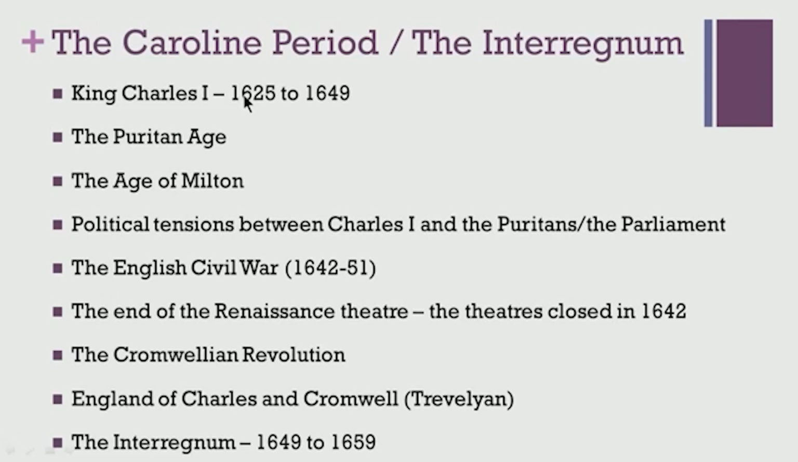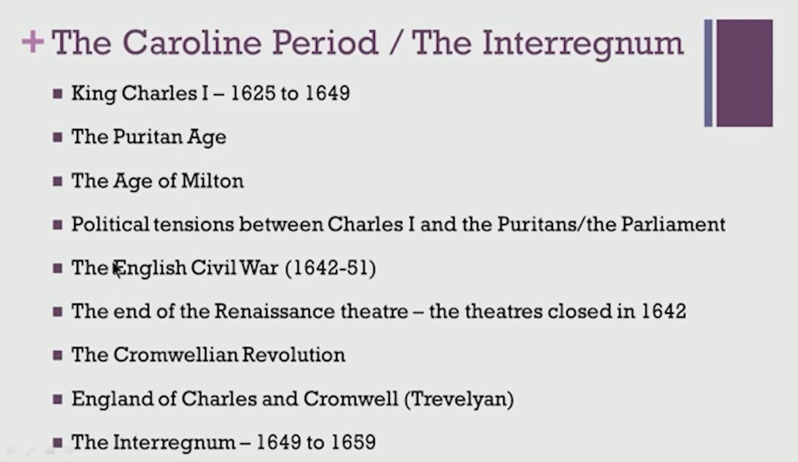This was the period of King Charles I, who ruled from 1625 to 1649 after his father James I. And this age particularly has many kinds of definitions, and it can be described in multiple ways in social terms, in literary terms, and also in political and economic terms. This was the age of Puritanism, and this was also the age of Milton in terms of literature.